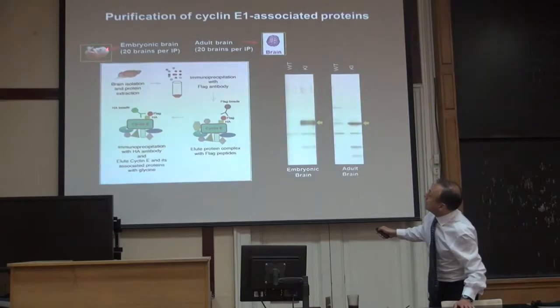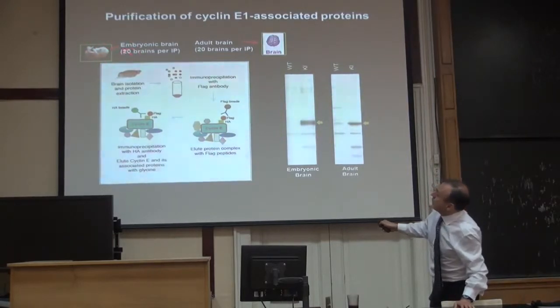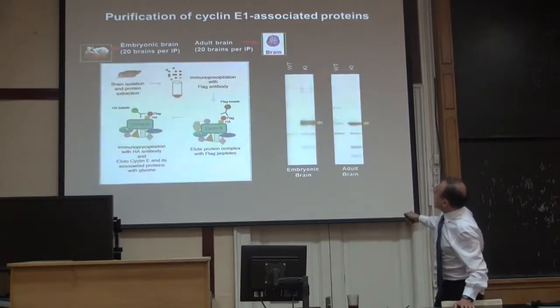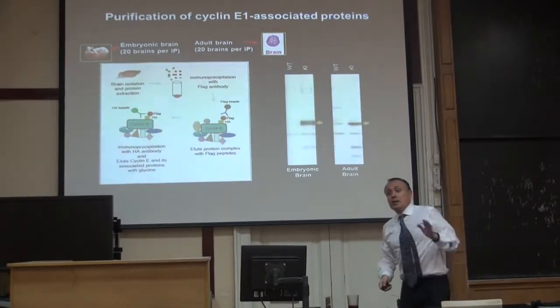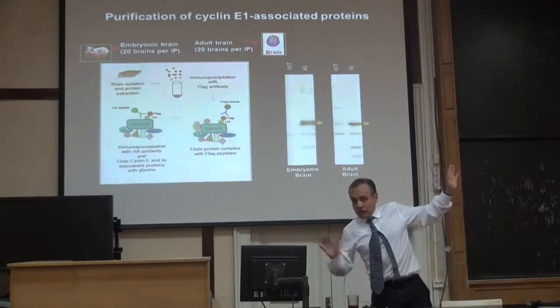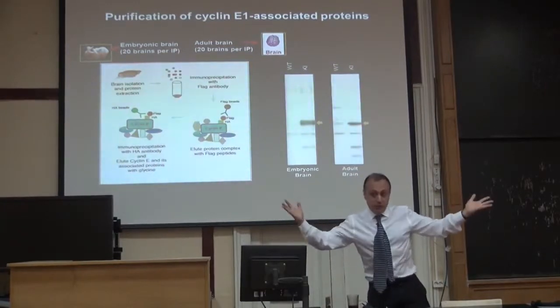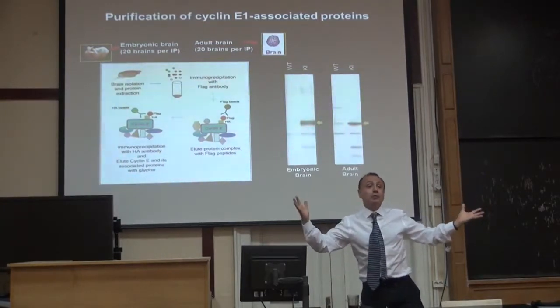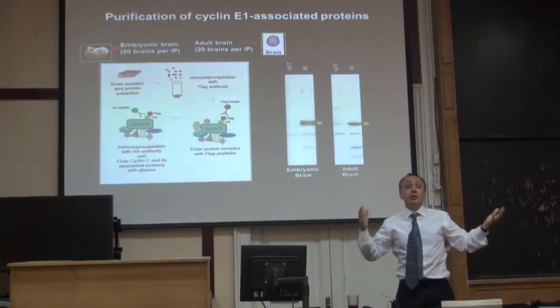So we take brains from the embryos, 20 embryos per experiment, put them through those two columns, and now we have a complex of cyclin E from the embryonic brain. This is cyclin E, and these are interactors. Or we take adult brain, and then we purify the complex. But we don't want to have two lists. We want to know what's different, right? Because we want to know the difference between the embryonic brain and adult brain.